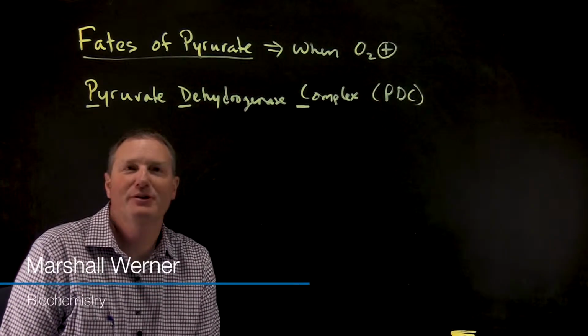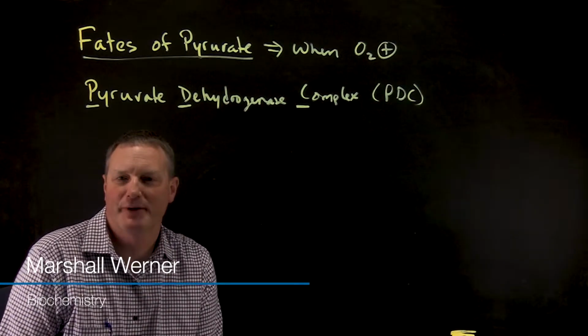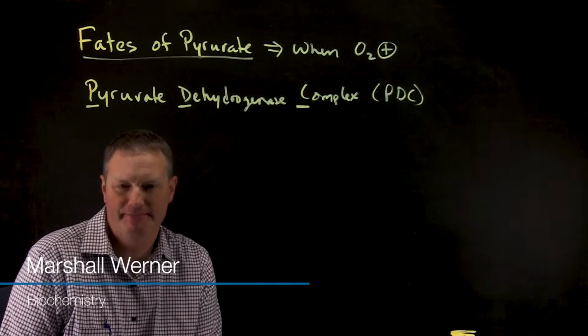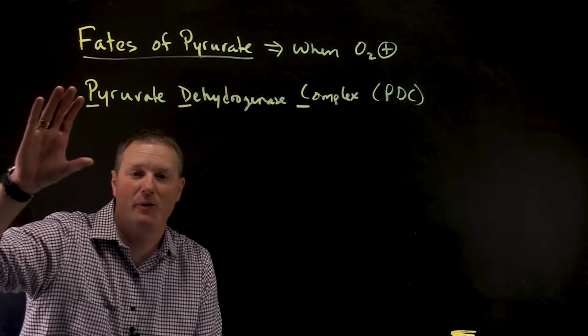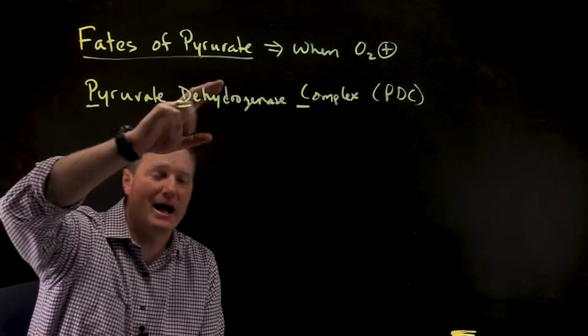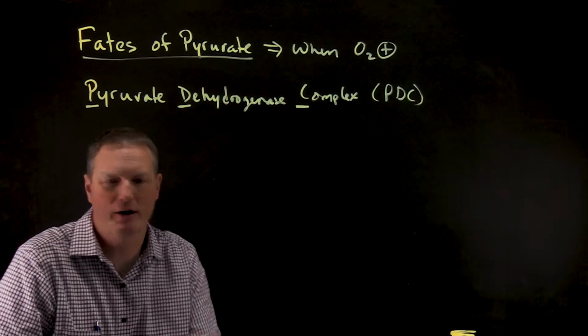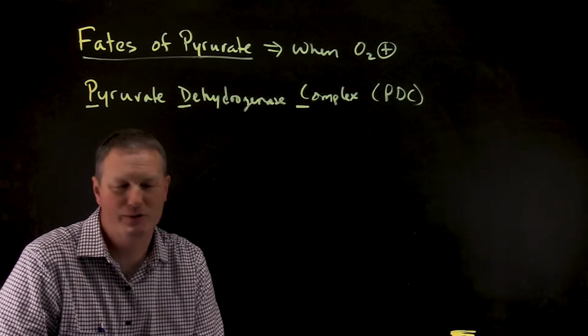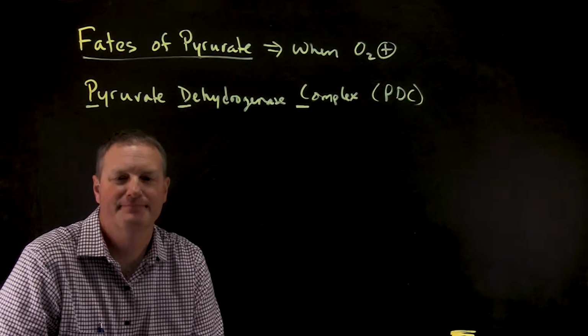Hey everyone, I'm going to continue on a couple of the videos that are going to break down the fates of pyruvate. And in this first one, we're going to talk about what happens to pyruvate when oxygen is present. And this would occur in eukaryotic cells as well as all yeast and bacteria cells.